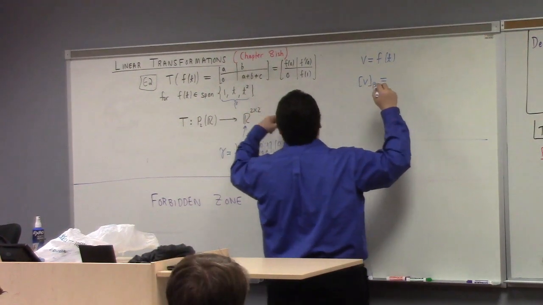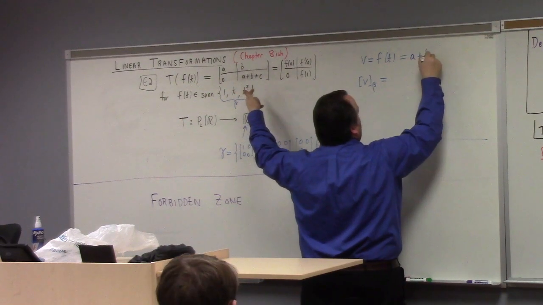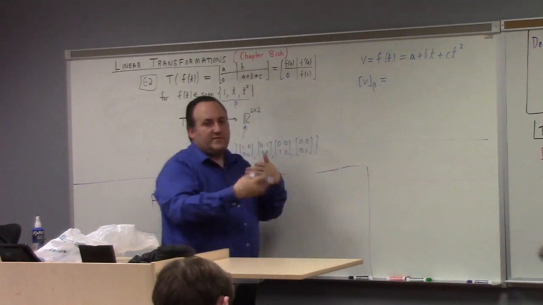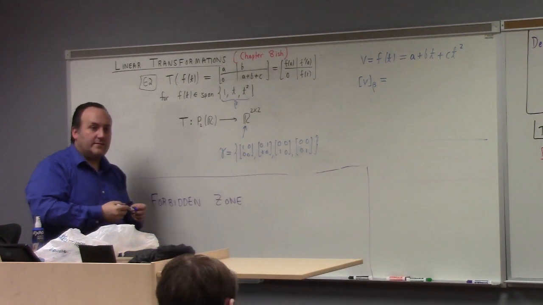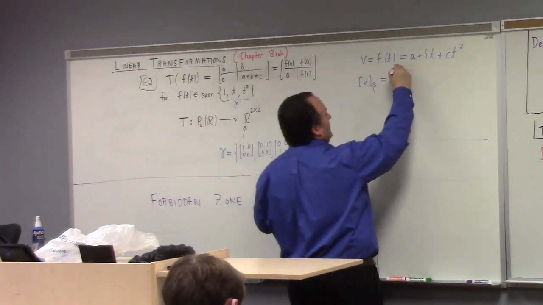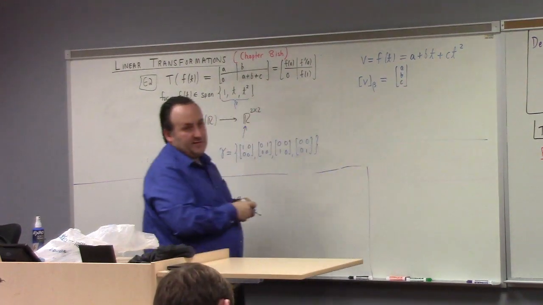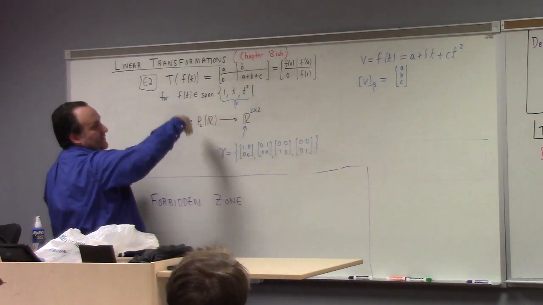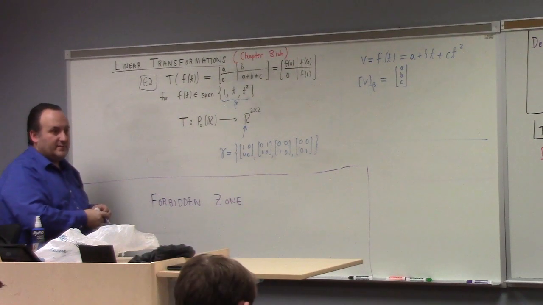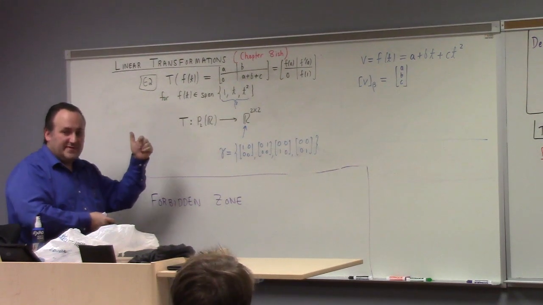I'm sticking with this arbitrary one, a plus bt plus ct squared. To find the matrix, you have to sort through an arbitrary input. So this has coordinate vector A, B, C with respect to the basis beta, because the 1 came first, the t came second, the t squared came third. Watch out for that. If the basis was t squared, t, then 1, it would be C, B, A instead.